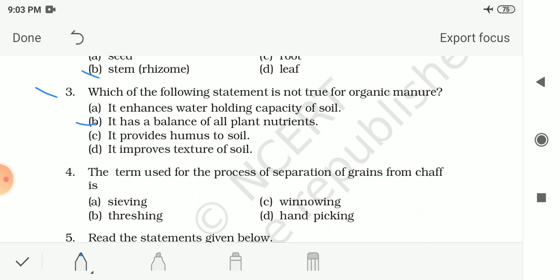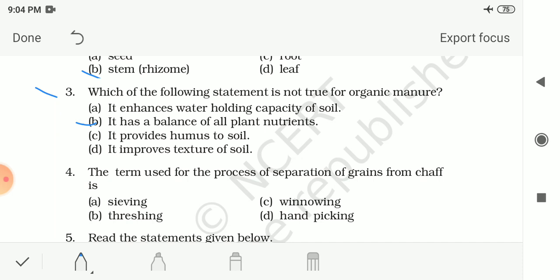This is not true for organic manure, as organic manures are obtained from the decomposition of plant and animal waste, and are rich in nutrients and humus. But all nutrients might not be present in proportionate or equal amounts in organic manure. Thus, it will not solve the problem if the soil is particularly deficient in one or more specific nutrients. So it does not have the balance of all plant nutrients. So here your answer is option B.